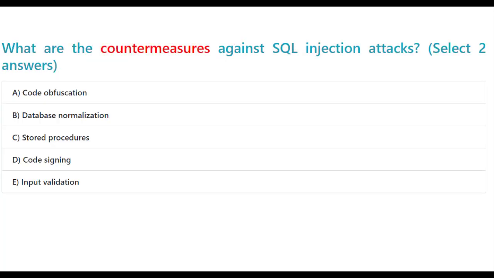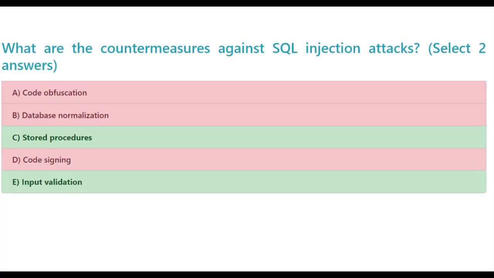What are the countermeasures against SQL injection attacks? Select two answers. A. Code obfuscation. B. Database normalization. C. Stored procedures. D. Code signing. E. Input validation. The correct answers are C. Stored procedures, E. Input validation.